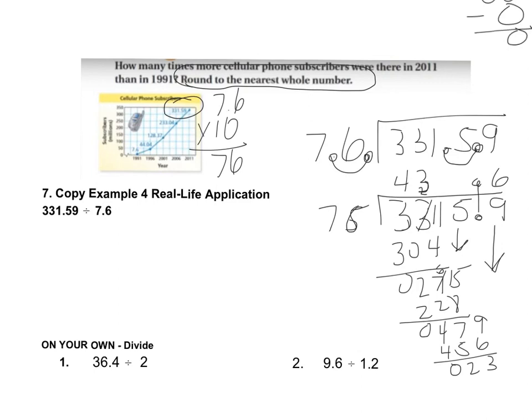Okay, so we've got 43.6 and some leftovers. Well, 0.6 is going to be closer to 44 than it is going to be to 43. So when we round up, our answer, our whole number, is 44. Okay, so now on your own, divide the next two numbers. 36.4 divided by 2 and 9.6 divided by 1.2.